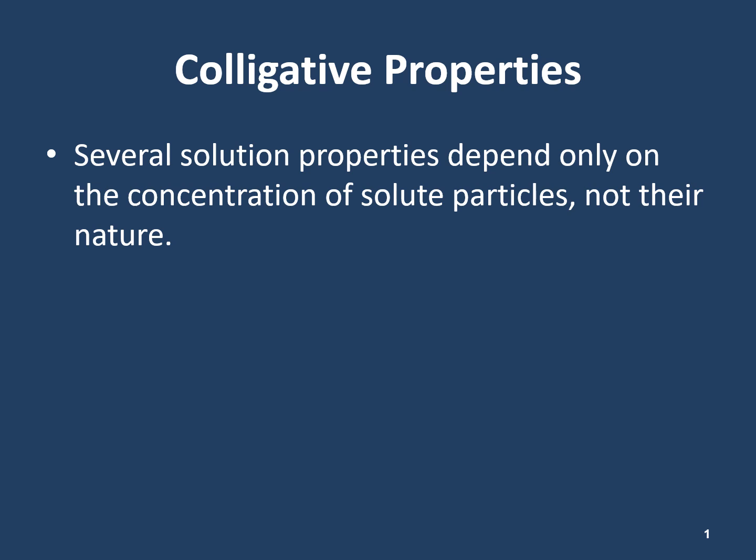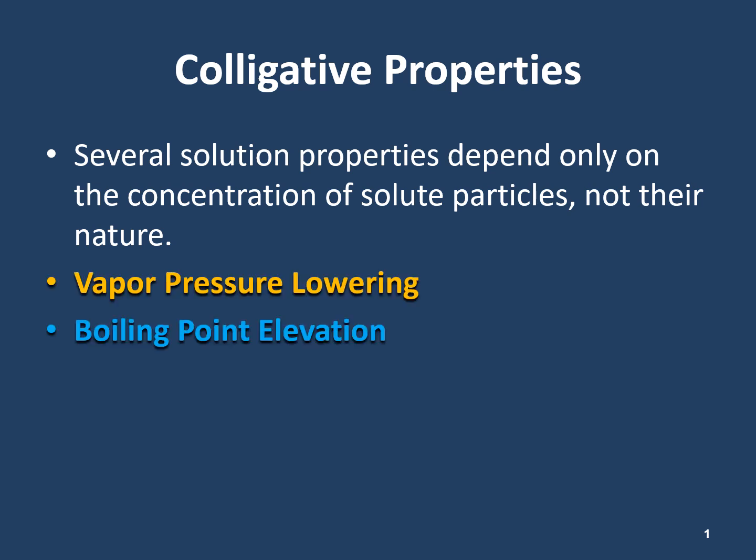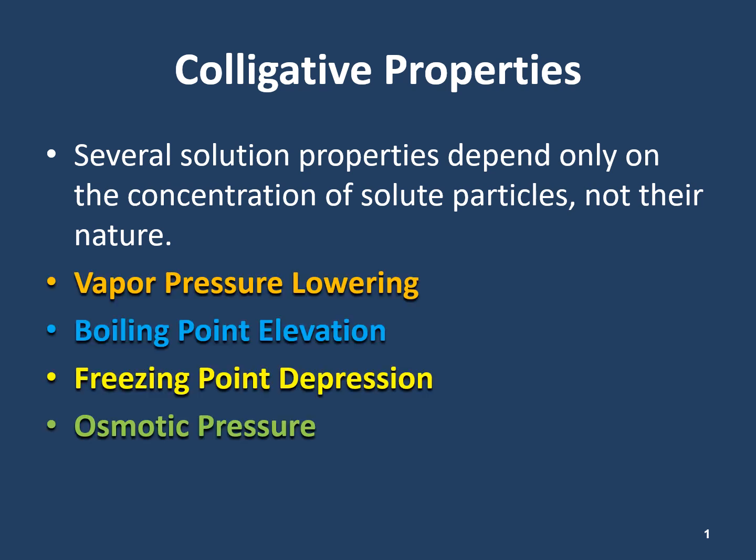So if you add one solute or a different solute, that doesn't matter. It matters that the concentration has been changed, how many particles of solute are present, not which one you dissolved. There are 4 colligative properties that we'll be covering in this chapter, and they are vapor pressure lowering, boiling point elevation, freezing point depression, and osmotic pressure. All of these change not by the identity of the solute we've added to the solution, but instead based on the concentration of solute particles in the solution.